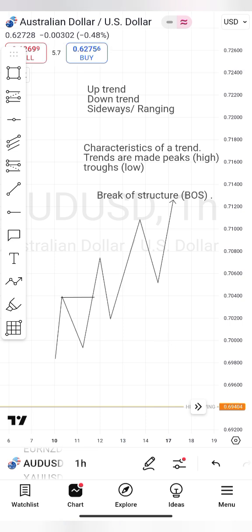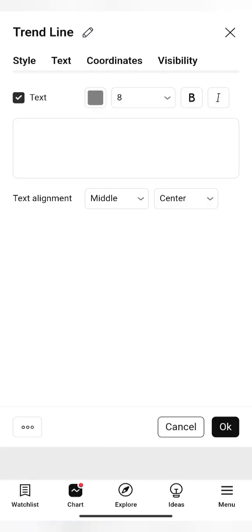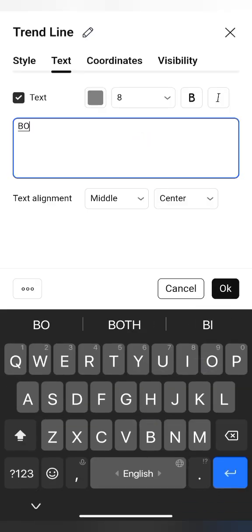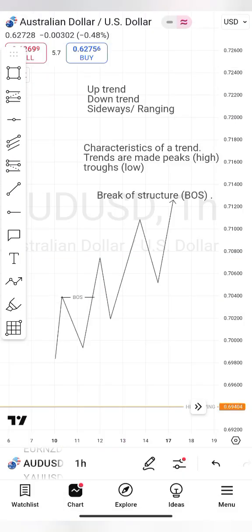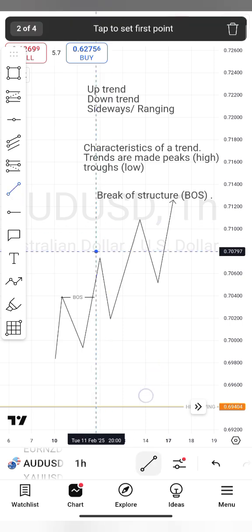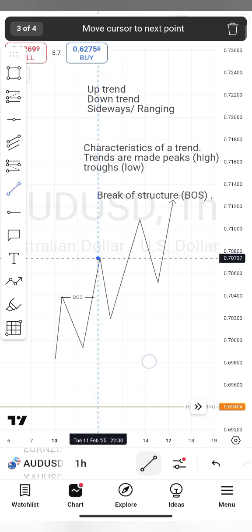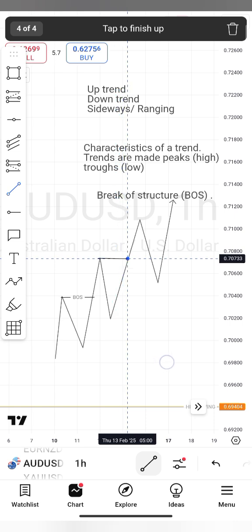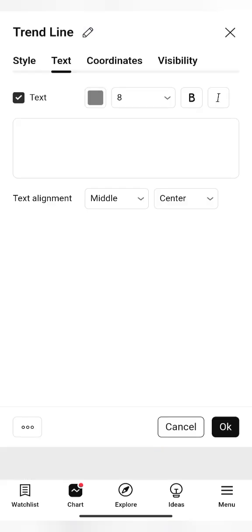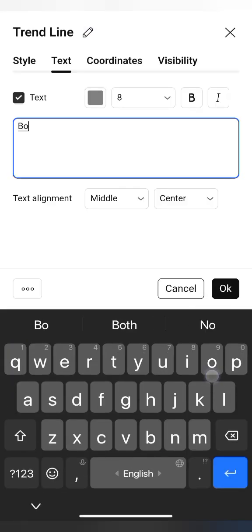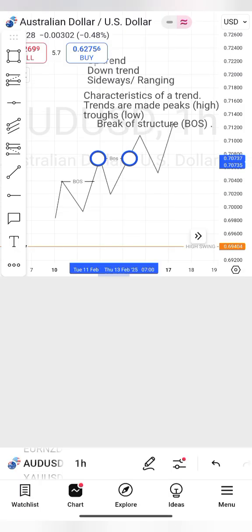The new high broke the old high, okay. We mark it as our break of structure. The new high broke the old high. Now this is the next one. We'll spot our new high. What happens there? The market broke the level of the next high to give us another high, okay.